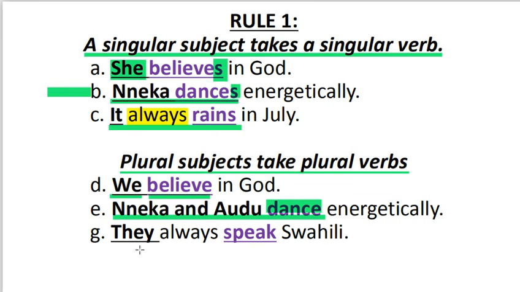Example G, they always speak Swahili. They always speak Swahili. In this case, look at the subject of the sentence, they, plural pronoun. They is more than one person. So our verb is going to be in the plural form, which is speak.